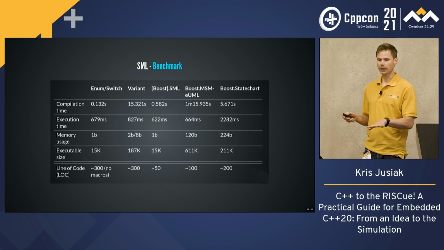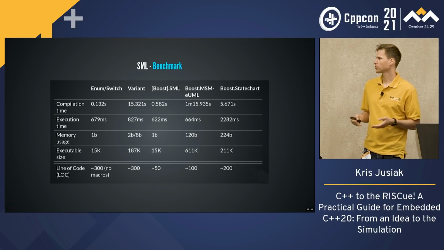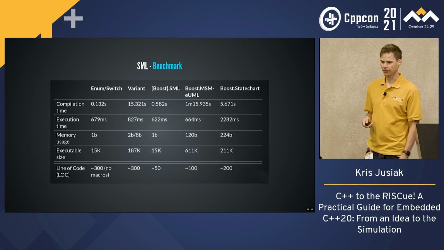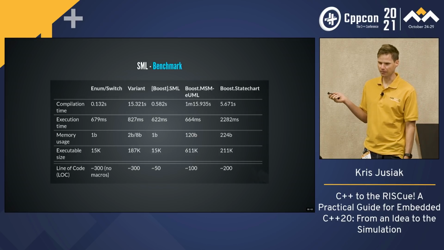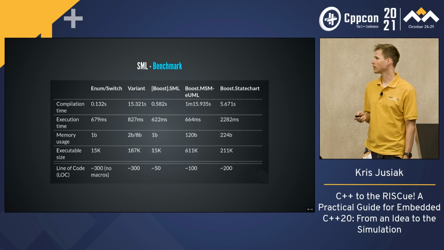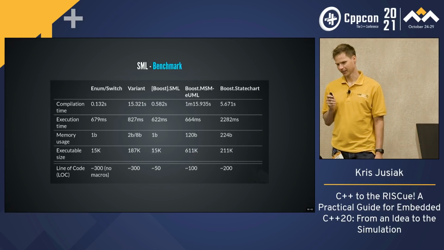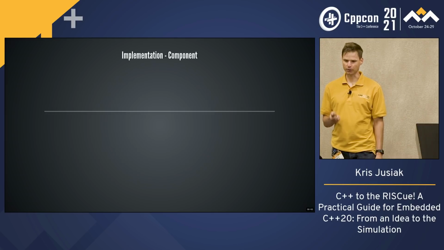So the compilation times, I have to point out, there is always a penalty for using abstractions. As pointed out, there are no zero overhead abstractions, but it's as close to zero as possible. It's slower than Enum, but well, take a look at MSM UML. It's a very nice abstraction, but it compiles 1 minute 15 seconds in comparison to 100 milliseconds for the switch. I don't know whether you want to change just for that. I wouldn't.